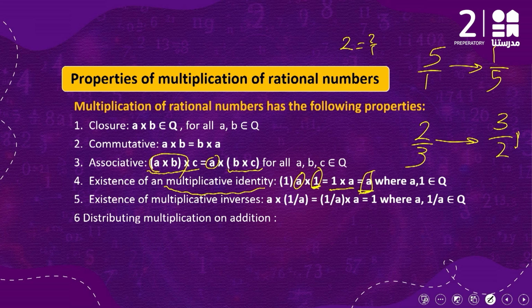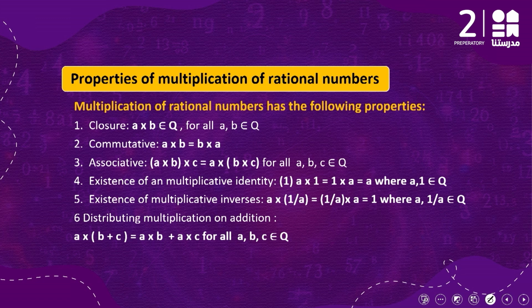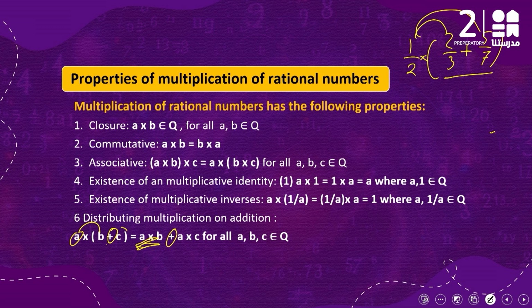Number 6, distributing multiplication on addition. Before we see the symbols, let's take an example to make it easy. If you have, for example, 1 over 2 times the sum of 2 over 3 plus 5 over 7, we know from before you can add first and then multiply, or you can distribute: half times this number and also half times this one. So if you have a number A times brackets B plus C, you can multiply A with B, then plus A times C, as written here.